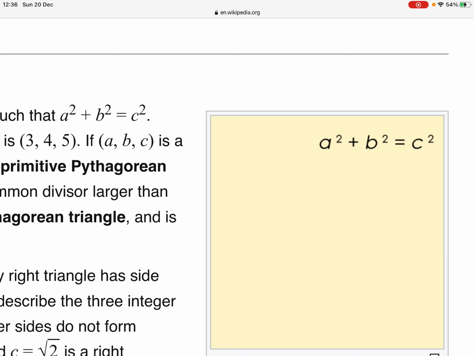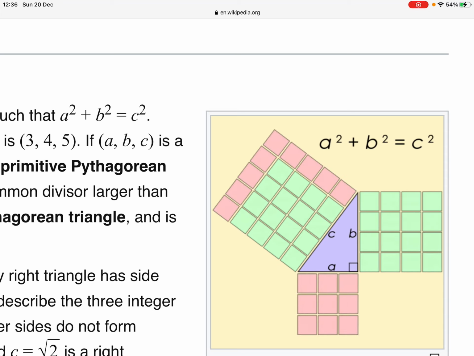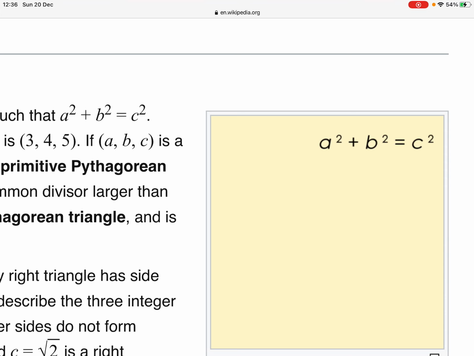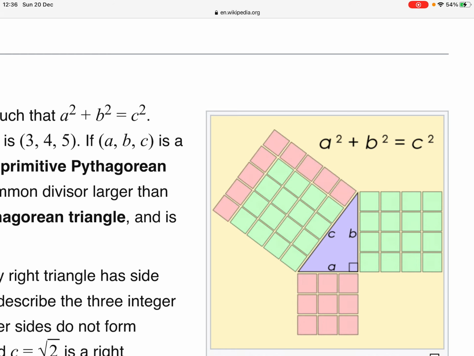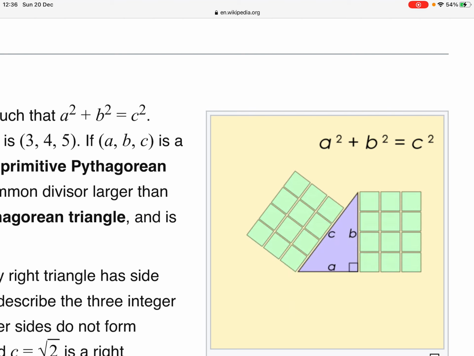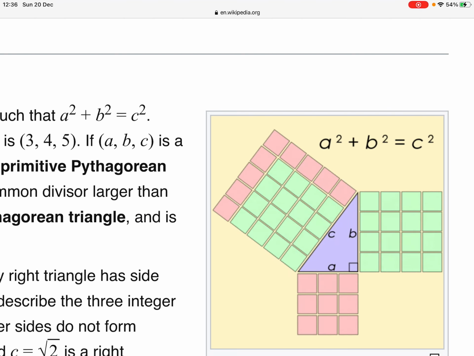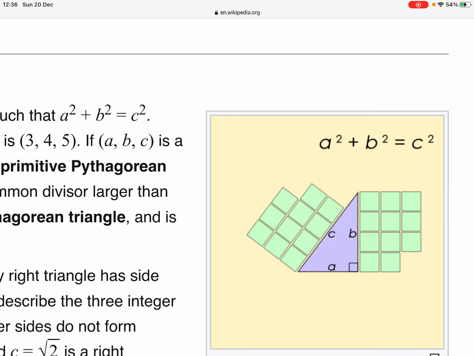Side length B is 4 long, so it's 4 by 4, giving you 16 green boxes. And in side C, you can see it's 5 boxes long, but they've color coded them so you can see where the 25 is coming from. It's coming from 16 green and 9 peaches, kind of pinky peach. So we can see that 9 and 16 equals 25. It's a lovely visual way of looking at it.